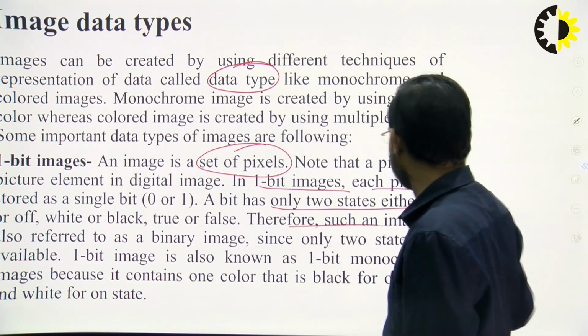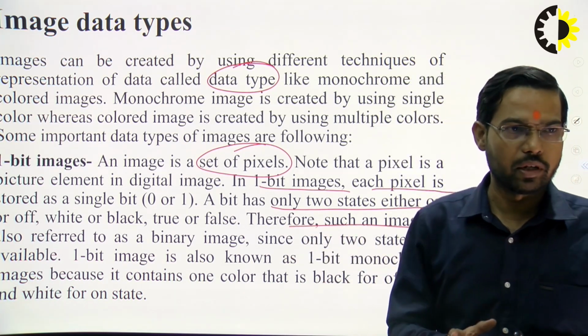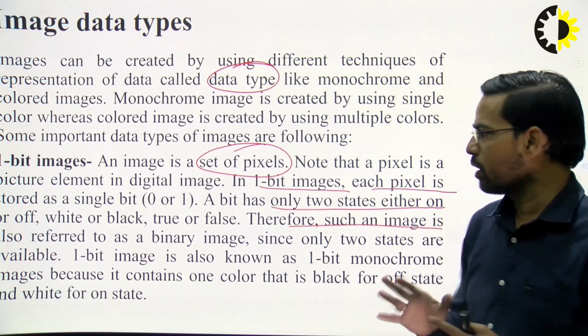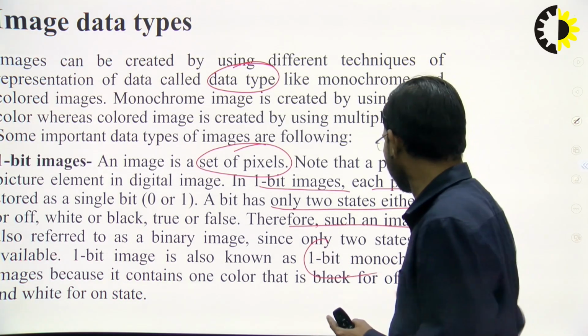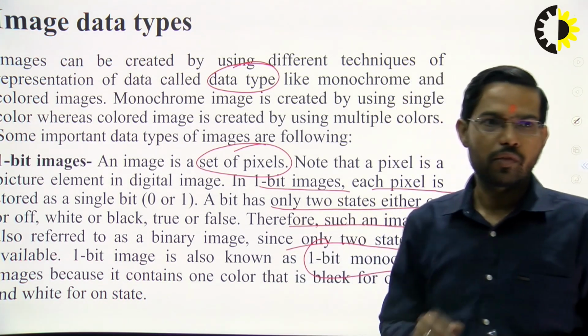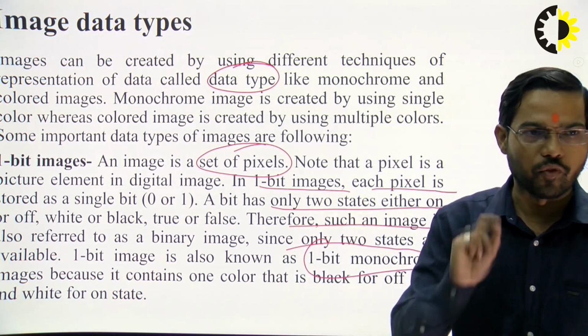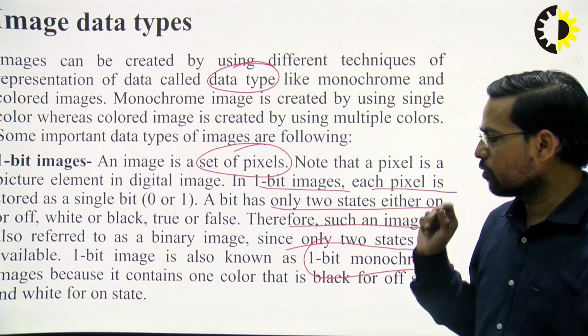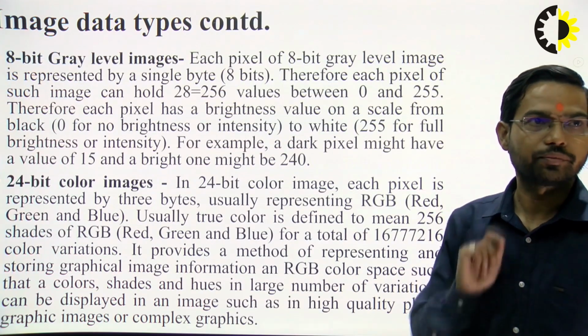Therefore, such an image is also referred to as a binary image, since only two states are available. A 1-bit image is also known as a 1-bit monochrome image because it contains only one color: black for the off state and white for the on state.